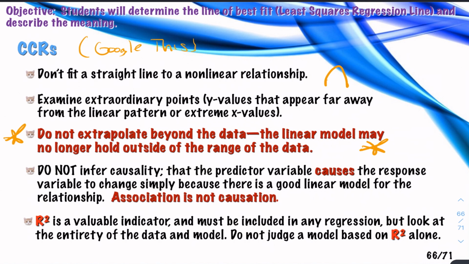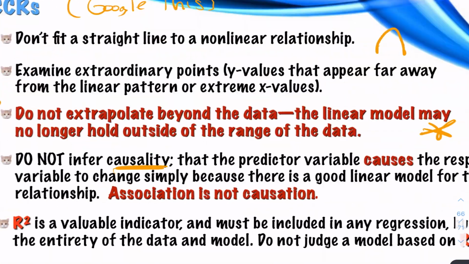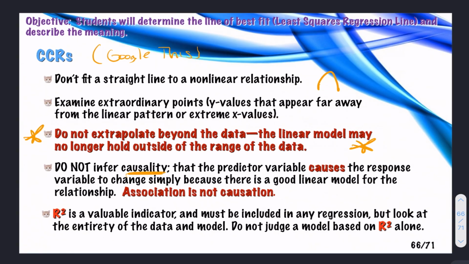Be careful. It's so tempting, but do not extrapolate beyond the data. Think of that giant rat that we saw earlier. The linear model may no longer hold outside of the range of the data. Do not infer causality, that the predictor variable causes the response variable to change simply because there is a good model for a relationship. Note, association is not causation.